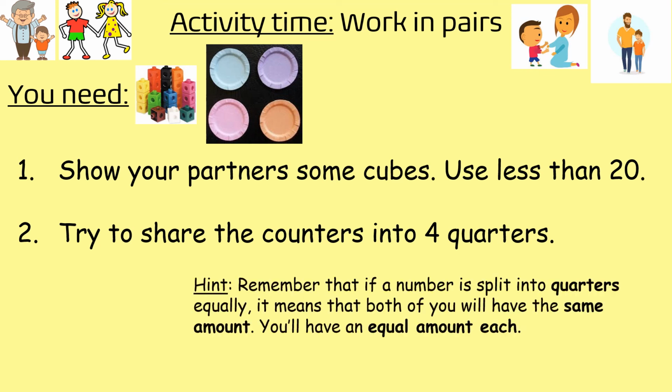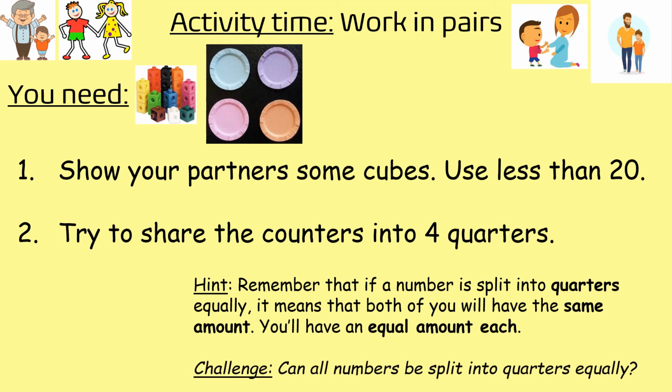Now remember that if a number is split into quarters, it means that all the groups will have the same amount. So you would have 4 groups all with the same amount. Can all numbers be split into quarters equally? Have a try, children. Have a try with some different numbers of cubes and split them into quarters, into 4 groups.